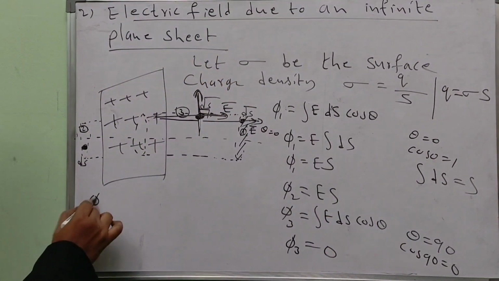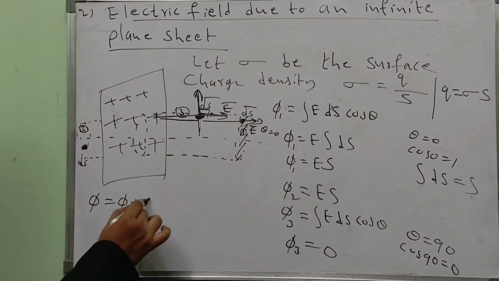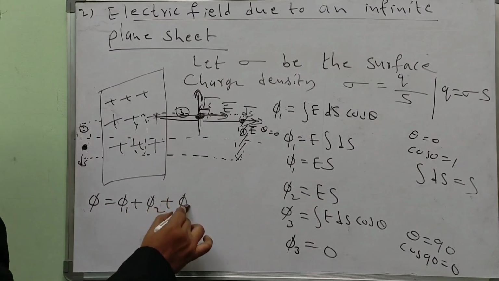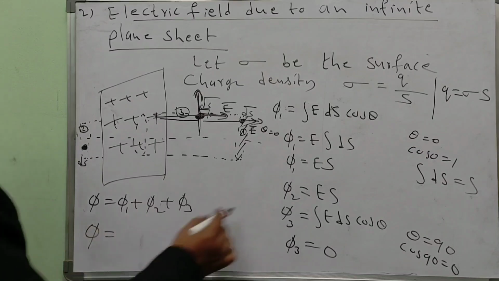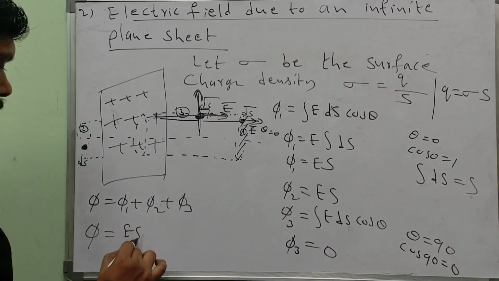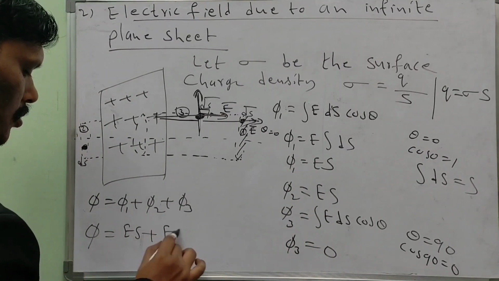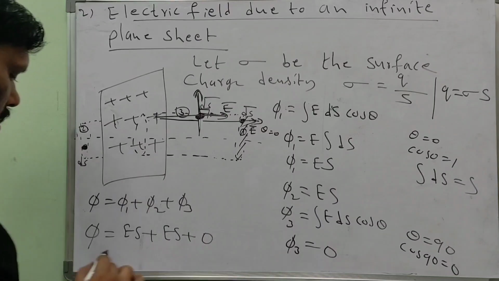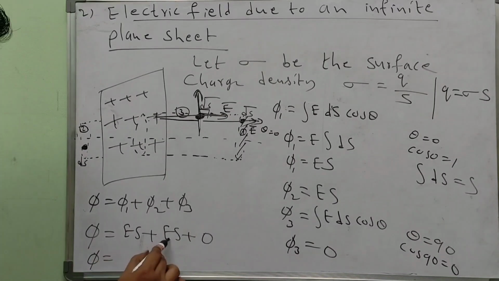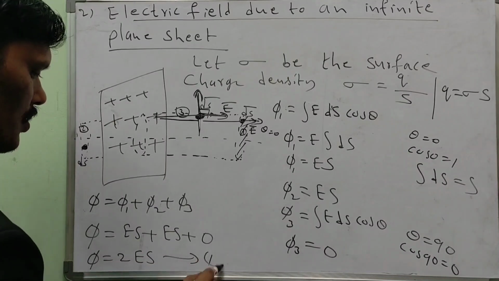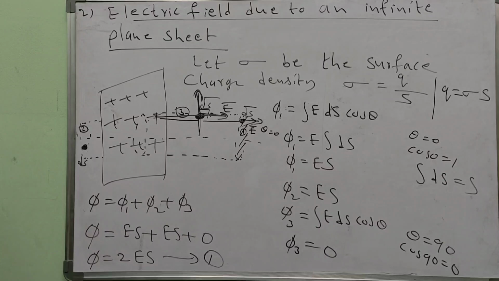Then what is the total flux we are going to get? Phi 1 plus phi 2 plus phi 3. So phi is equal to, what is phi 1? ES. Phi 2 is ES. Phi 3 is 0. Then what is the total flux I got? ES plus ES plus 0, 2 times E times S. This is considered equation 1. Note down, students.